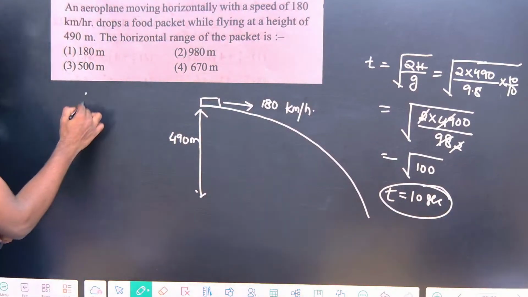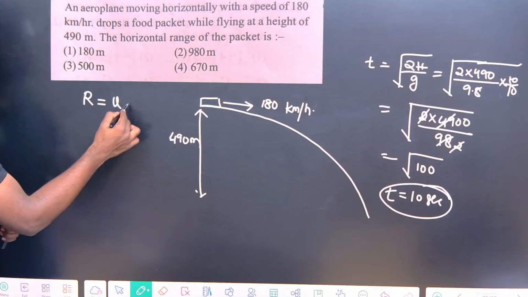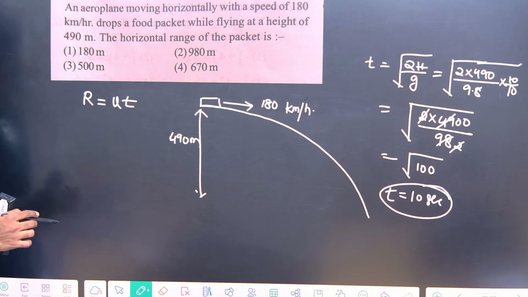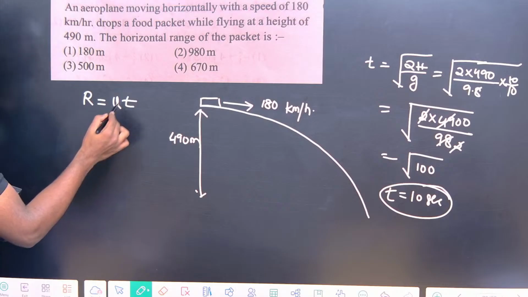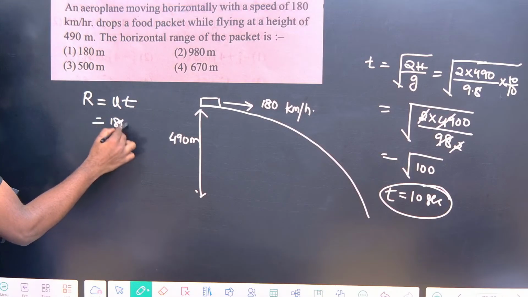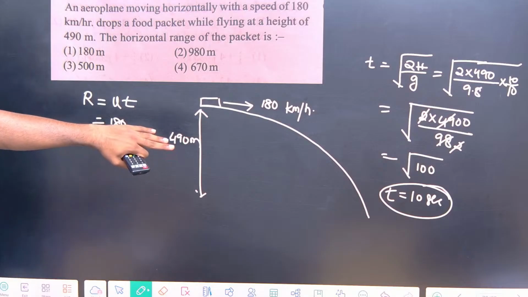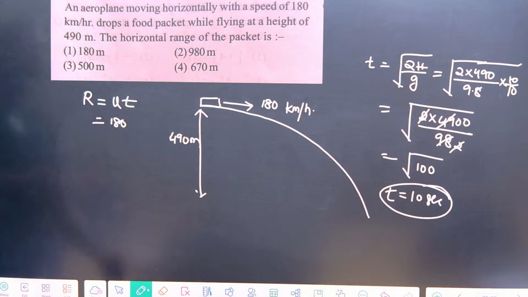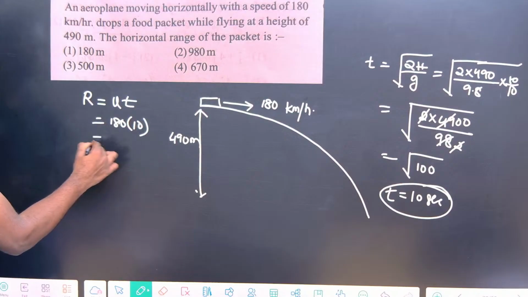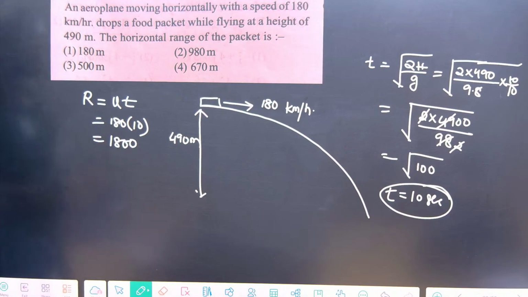Now range formula we know that R is equal to U into T. So what is U? 180. What is the given thing here? Like everything in meters, no? Height is given 490. Okay, so 180 into 10, which is nothing but 1800. So it should be taken as 1800, no? Yes.